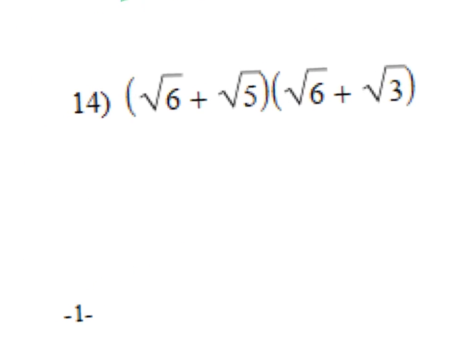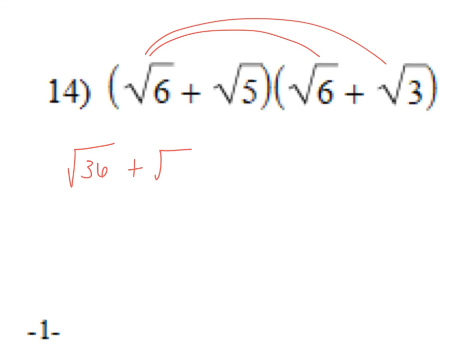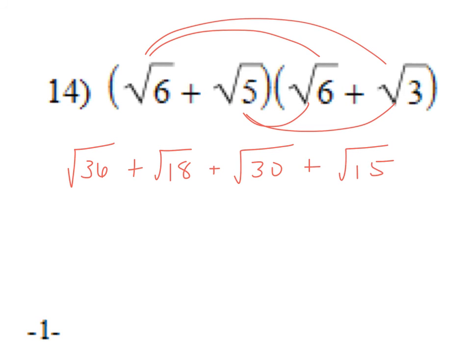Okay, number 14. I'm going to go ahead and distribute here. And so I'm going to get the square root of 36, the square root of 18, the square root of 30, and then the square root of 15. Okay, so now on the 36, that's going to go to a 6. 18 will go to 2 and 9, and then 3 and 3. So 3s are going to pair up and move out. So plus 3 root 2.